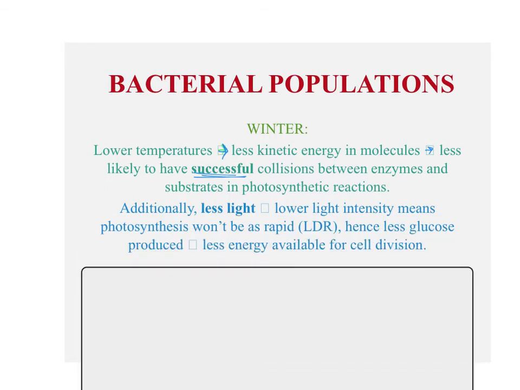As well as this, in winter there's less light levels, isn't there? Even if you look outside now, it's quite dim, quite gloomy. That lower light levels means that you're going to have a less light-dependent reaction. Okay, photosynthesis is not going to occur as quickly. And so overall, we get less glucose produced, which means that we've got less energy available for cell division via respiration.